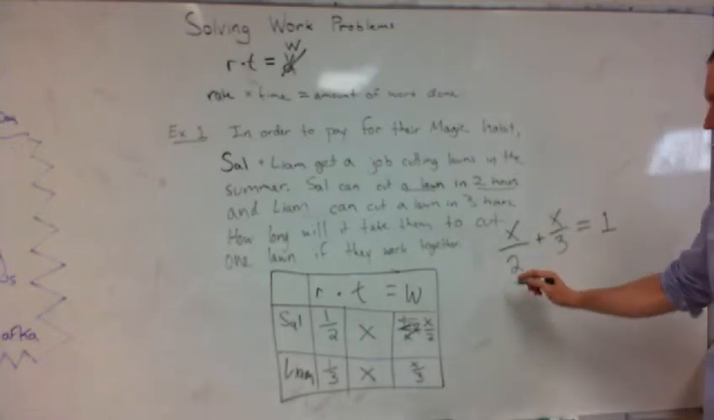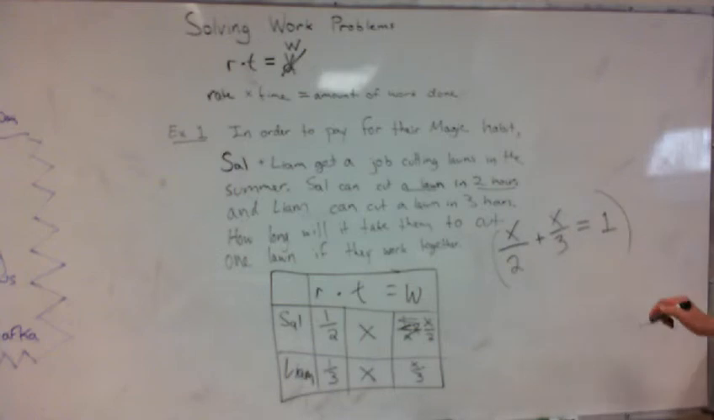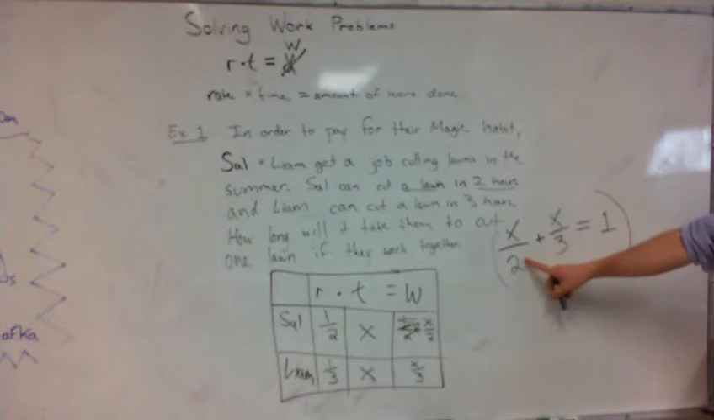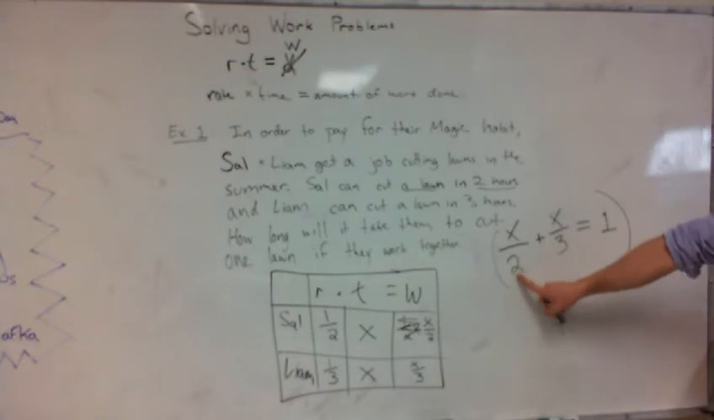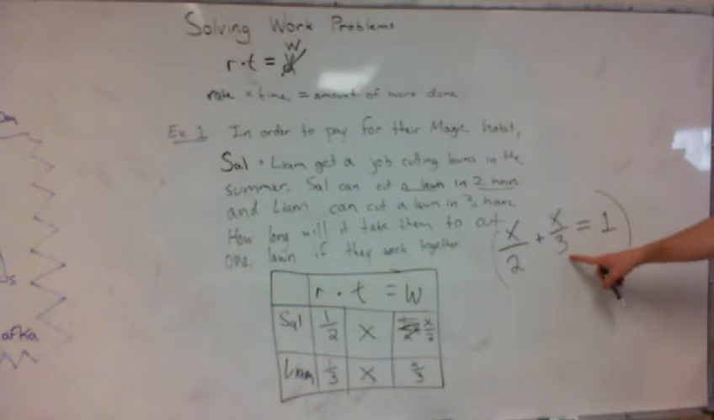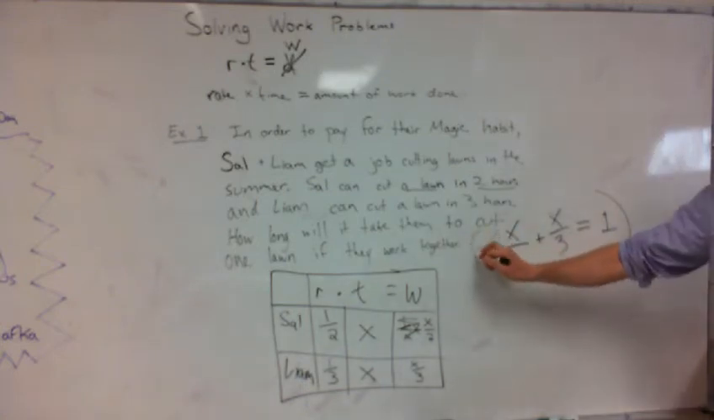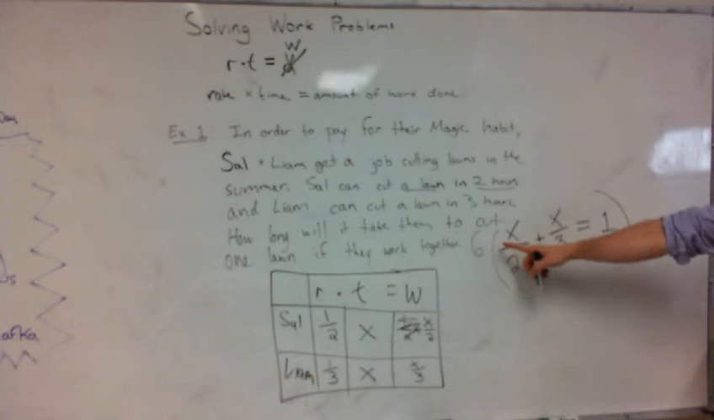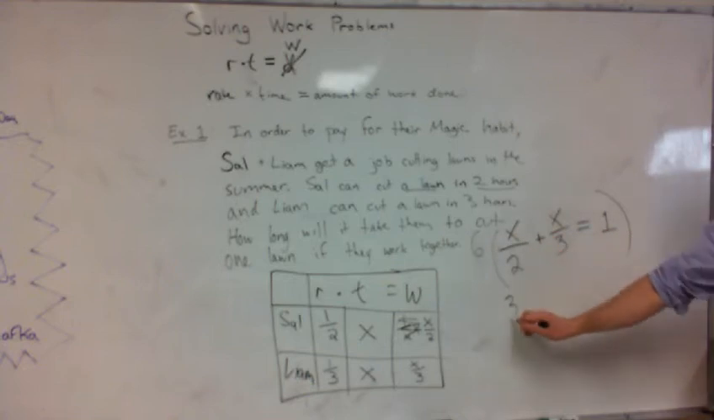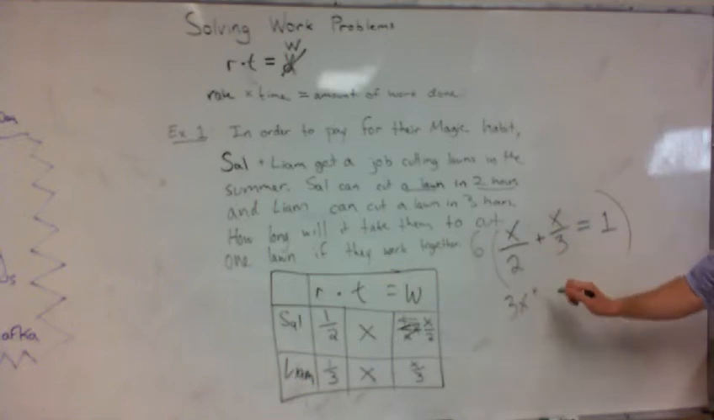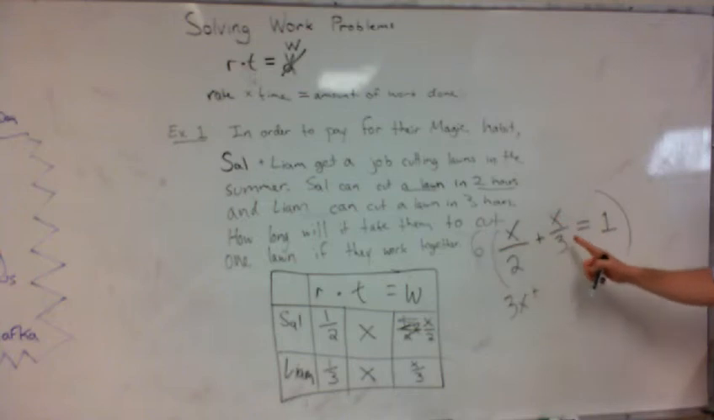Rational. So the way that we're going to solve this is to multiply through by 6, which is the lowest common denominator, the LCD. So we want to get rid of this 2, and we also want to get rid of this 3, so we have no fractions. So I'm going to multiply everything by 6. 6 times x over 2 is 3x. I'll move in a second, Liam. 6 times x over 3 is 2x. And 6 times 1 is 6.